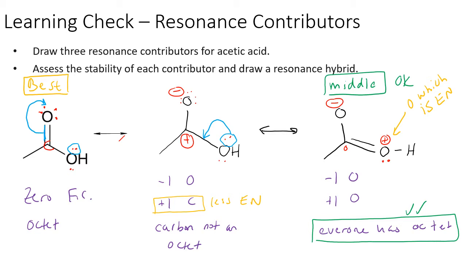The middle resonance structure is okay as well. It's a little bit less okay than the one on the right. We still do have a charge separation. Carbon does not have an octet. So that's what pushes that one down just a little bit lower than the structure on the right. But because we only have 2 formal charges, and not 3 or more, it's still an okay resonance structure to draw. So all 3 of these would contribute to the overall structure of acetic acid.